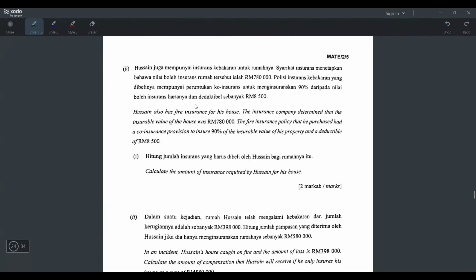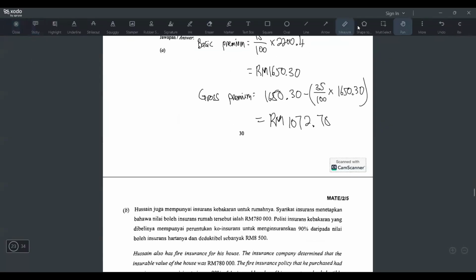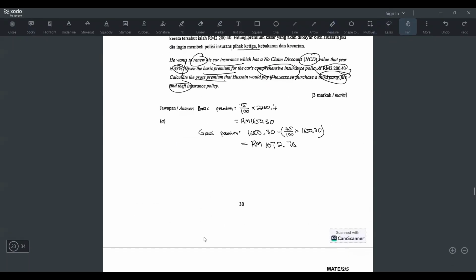Okay, question B is fire insurance. So for fire insurance, I'll give you the notes for fire insurance now. So I need some space, so let me make this smaller. Okay, so I will do the notes here. I'll give you some notes here.